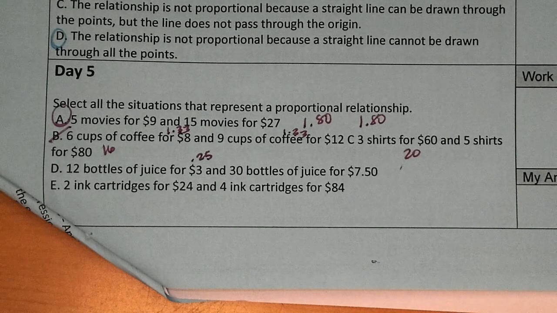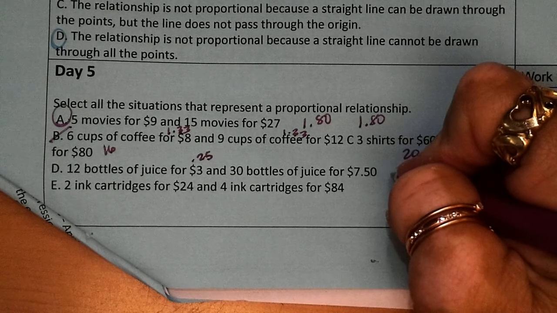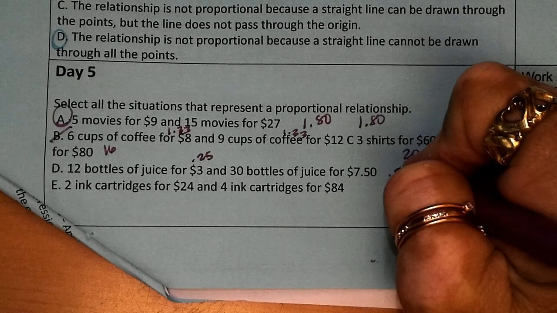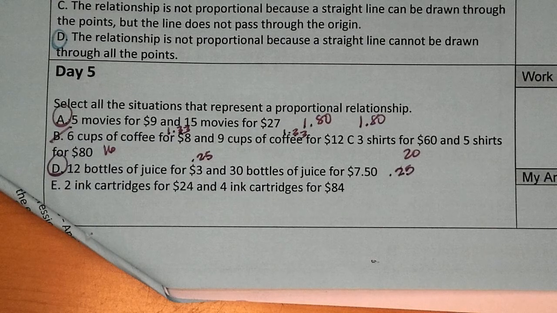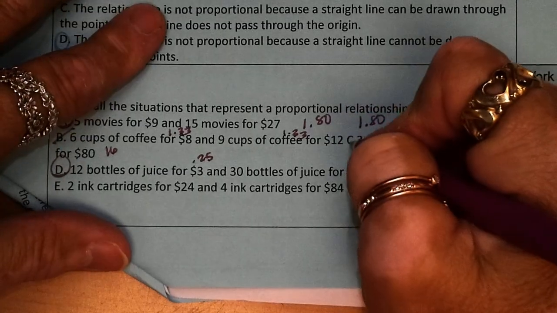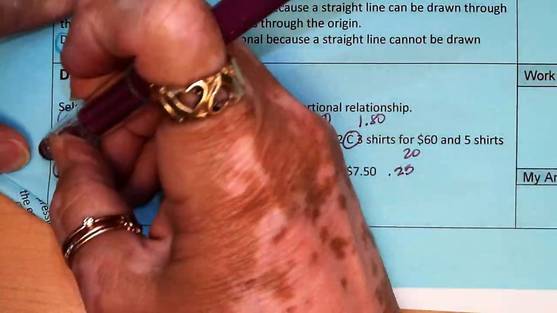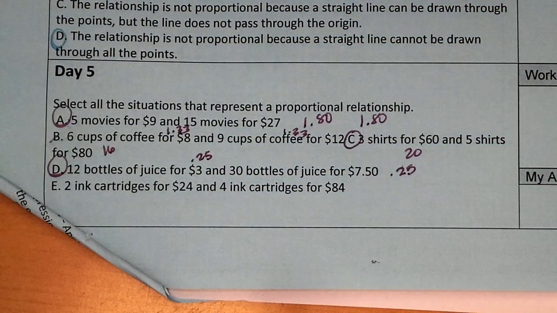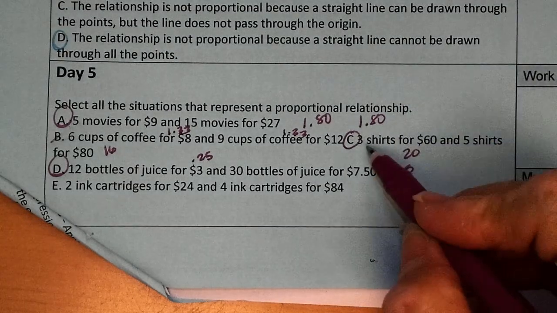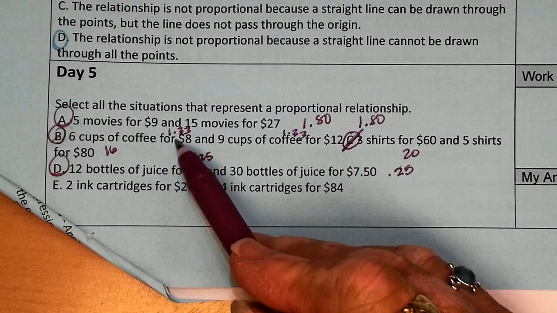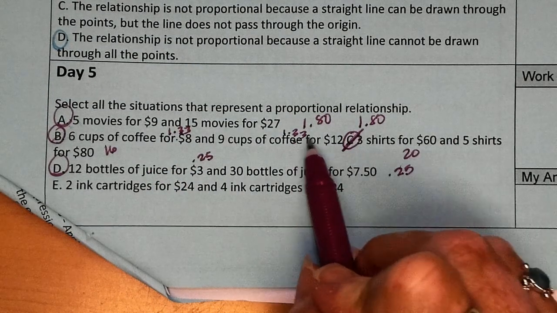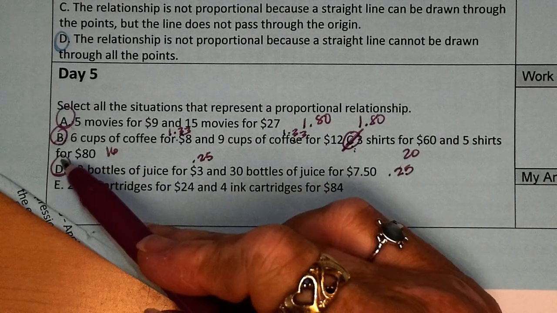$7.50 divided by 30 is also 25 cents. Oh, I see what happened. Okay, this is C. I see what happened. I didn't put it down below. So C does not work. B does work because it was $1.33, $1.33. I see what happened. So C should have been down here.